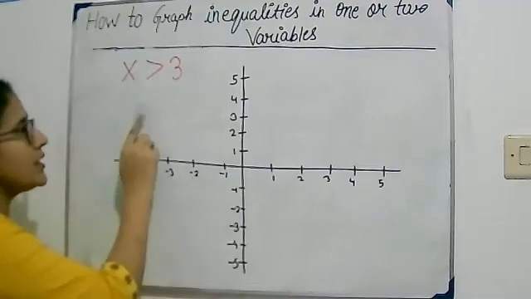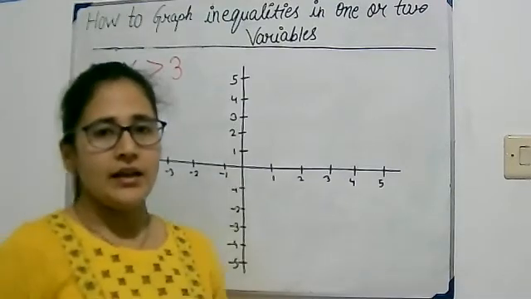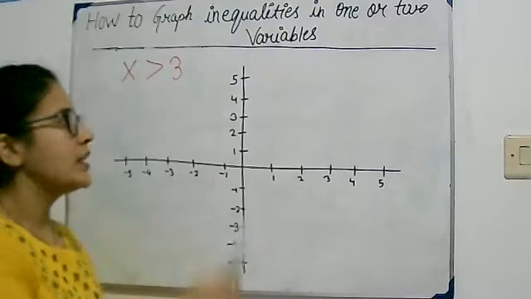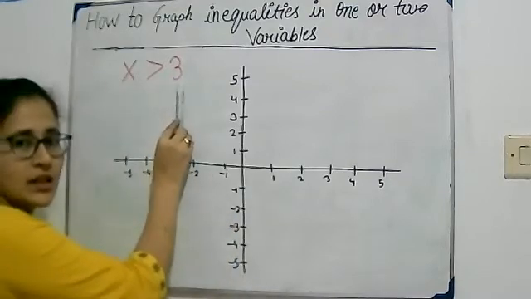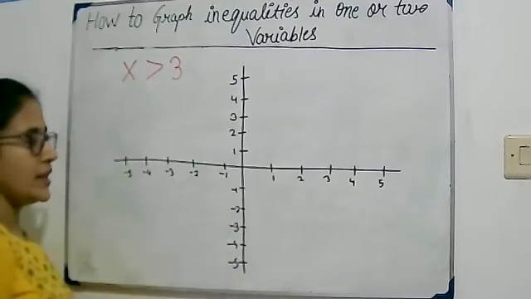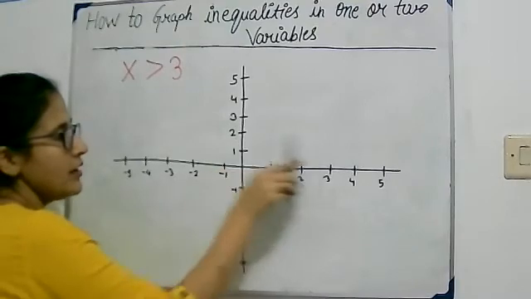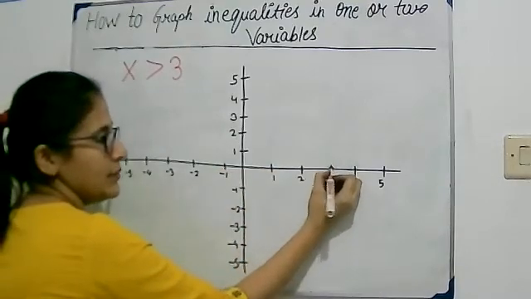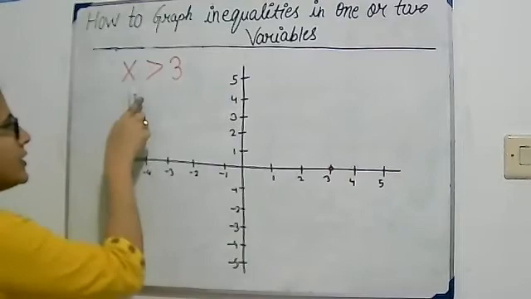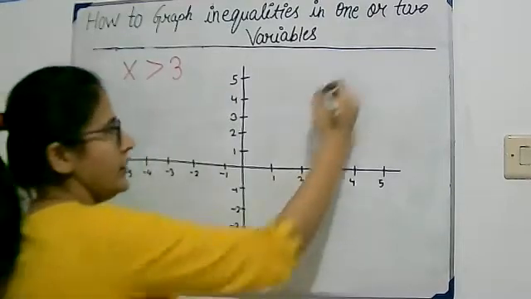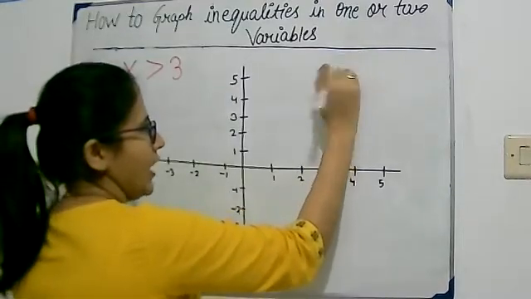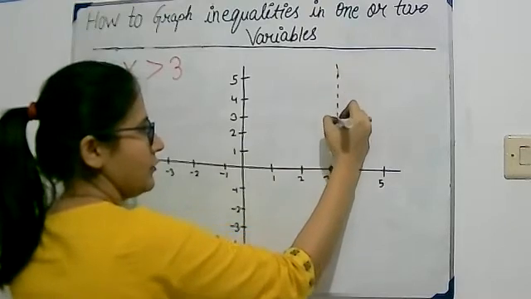So x is basically a vertical line parallel to the y-axis. What is 3? This is the distance of the point from the y-axis. So the distance from y, 3 point will be here. x is basically a vertical line, so we have to draw a line going from this point.